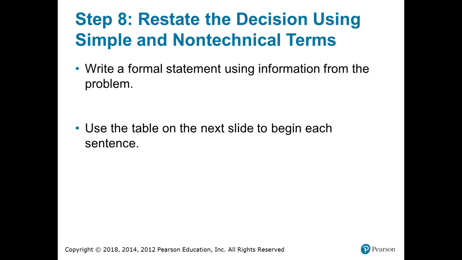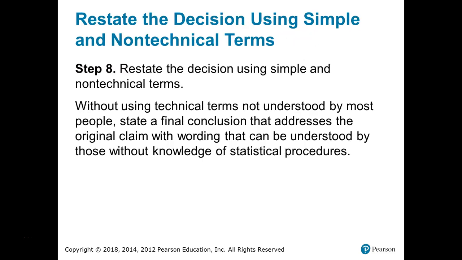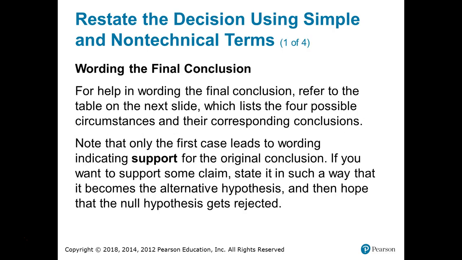Step 8, we have to restate the decision from step 7 using simple and non-technical terms. So let's go through the terminology for it. Without using technical terms not understood by most people, we will state a final conclusion that addresses the original claim with wording that can be understood by pretty much your average person. For help in wording the final conclusion, refer to the table on the next slide or one of the next slides, which lists 4 possible circumstances and their corresponding conclusions.